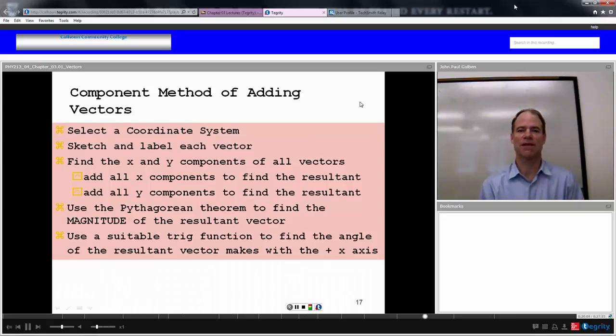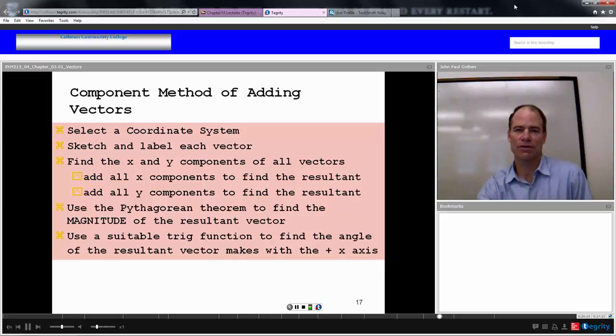So this gives us a method for adding vectors. We wish to select a coordinate system, sketch and label each vector, find the x and y components of all the vectors involved, add up all the x components of all the vectors, and get the resultant component. What's nice about this is we're only dealing one-dimensionally in the x direction, so they're adding like scalars, positive or negative. Add up all the y components and find the resultant y component, again adding like scalars, positive or negative. And then now I have a resultant x and resultant y.